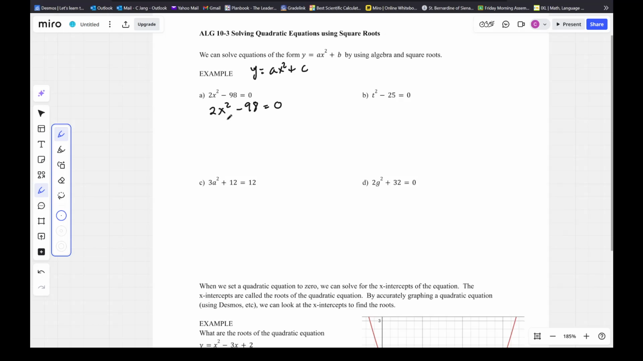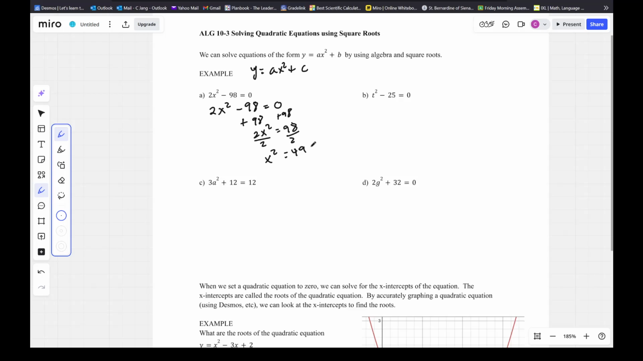The first thing we're going to do is move the non-variable terms over. So that's going to be a plus 98 on both sides. So we have 2x squared is equal to 98. Then we divide by 2. We get x squared is equal to 49.